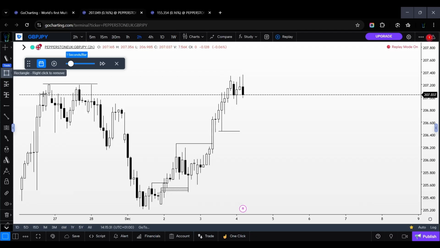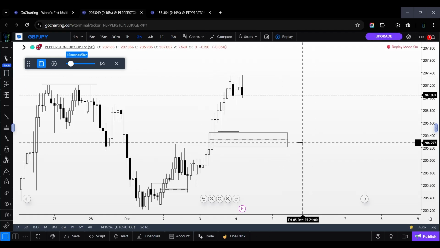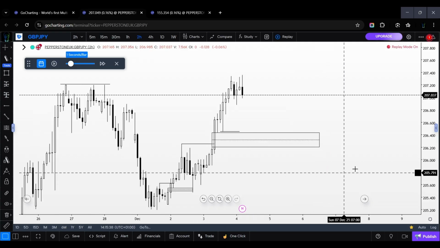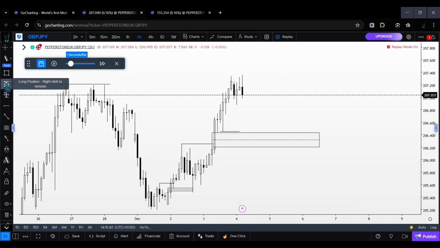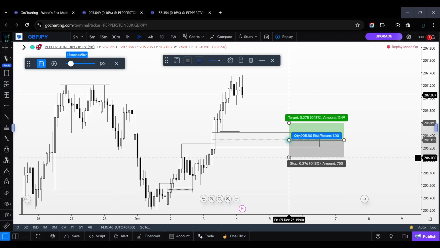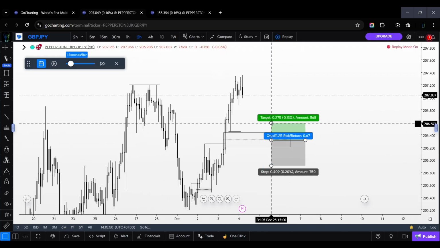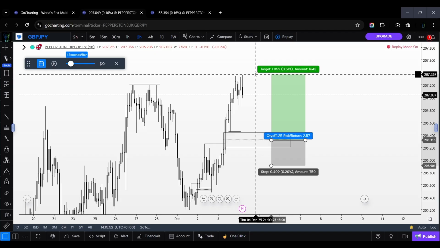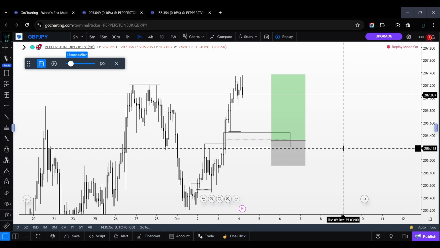So what we're going to do now is mark the fair value gap and wait for price to come and trigger it. But this time around, we're going to be using the 50% of the fair value gap. I'm going to put my buy here, my stop loss below the previous candle, and my target at the high here, giving me a 1:2.5. But now, there's a way to actually make things better, which is by refining our entry.